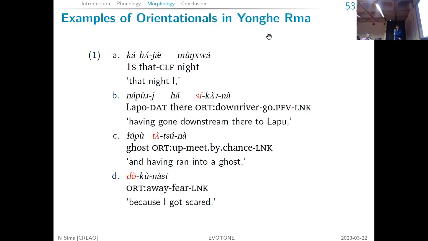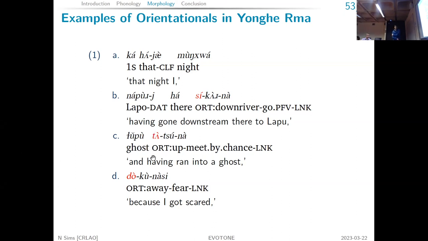Here's an example from the Yonghe variety of Rma, just a spoken narrative that shows these directional prefixes and how they're used. So we have this first sentence. So si here is downriver. So I went downstream there to Lapu. This is a literal direction because he could have been going from somewhere else or by another way.